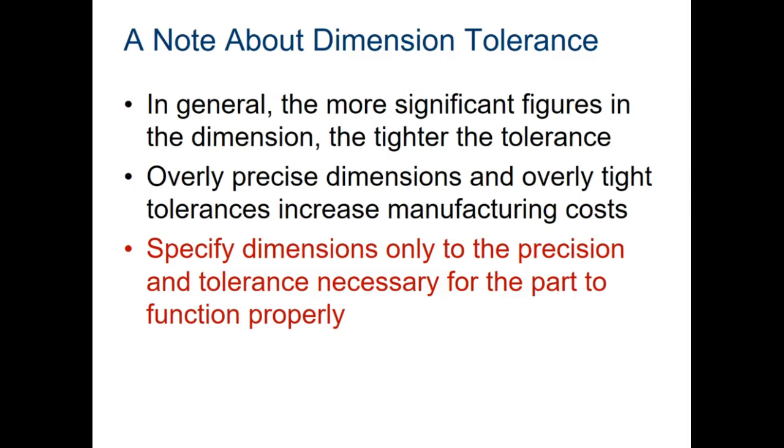So, okay, to wrap it up, in general, the more significant figures in the dimension, the tighter the tolerance. That means it's also more difficult to manufacture, and it's going to be more expensive to manufacture. Overly precise dimensions and overly tight tolerances are going to run your cost up, and you need to specify your dimensions only to the precision and tolerance necessary for the part to function properly. So you want to identify the values that are required so that you don't run the cost up unnecessarily.